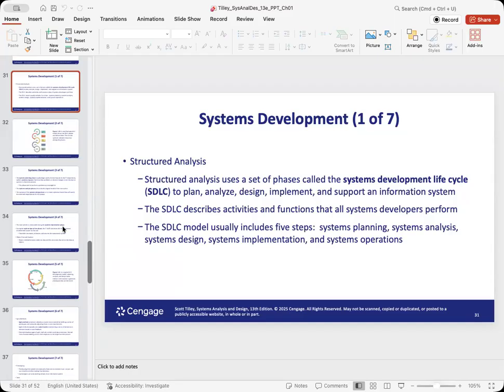And then we also have systems analysis, systems design, systems implementation, and then systems operation. So these are the steps under SDLC, which is systems development life cycle. We're going to go deep into that, and I believe you understand. Any question here? The 5 processes under SDLC are systems planning, systems analysis, systems design, systems implementation, and systems operations.